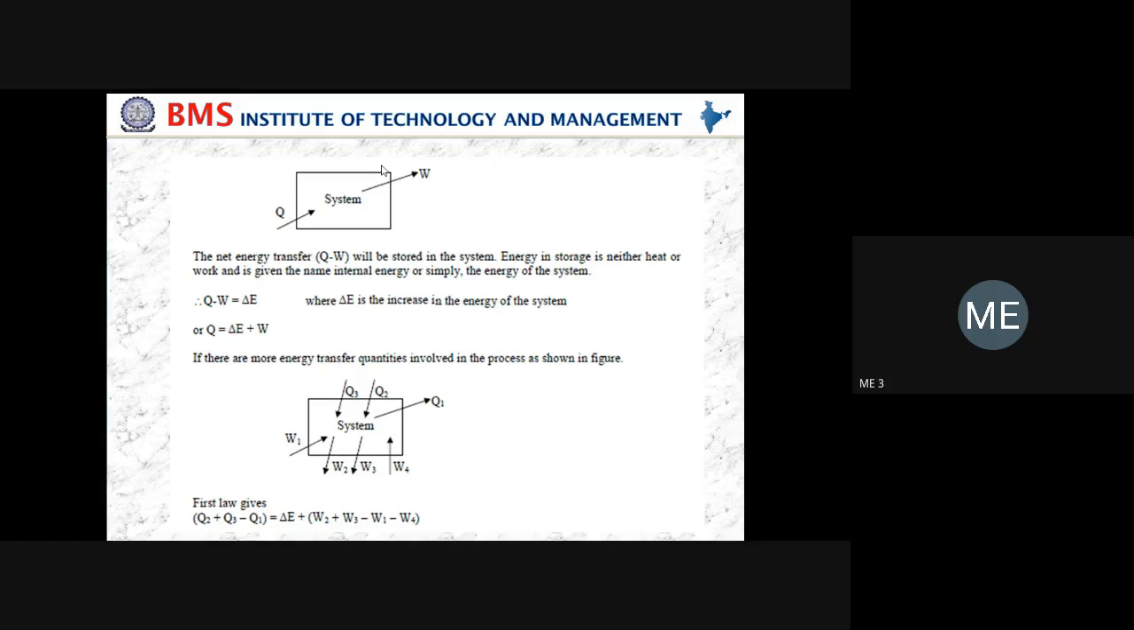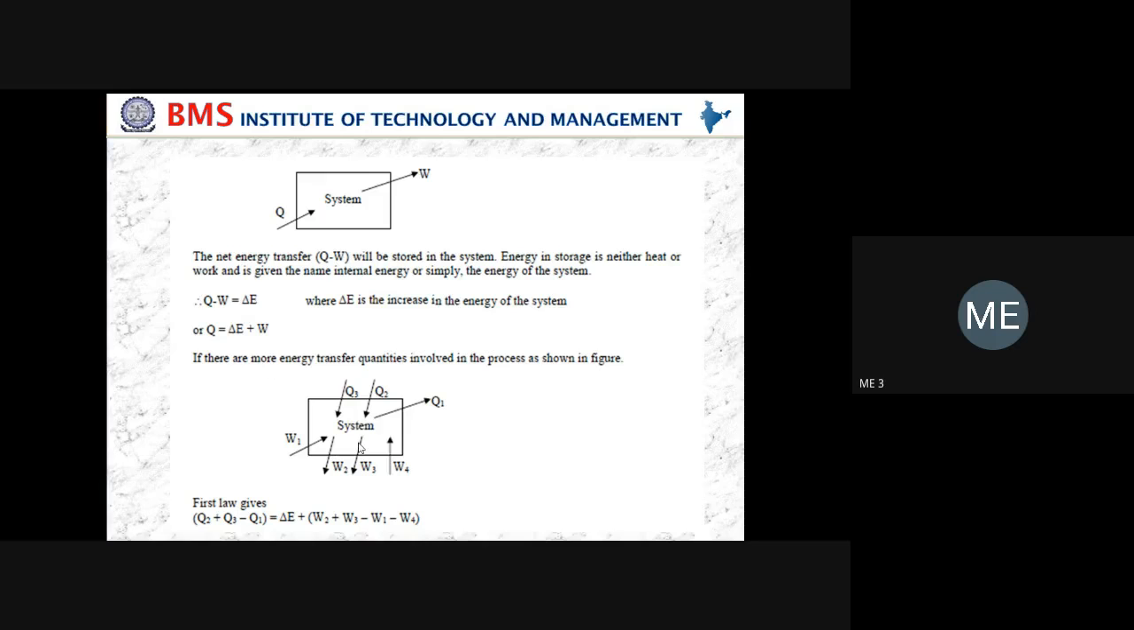We call this energy internal energy, and we represent it by the symbol delta E. So Q minus W equals delta E, where Q is the heat transfer into the system, W is the work done by the system, and the net energy Q minus W equals some sort of energy represented by the symbol delta E, or sometimes delta U also. You can use either capital E or capital U, both have the same meaning.